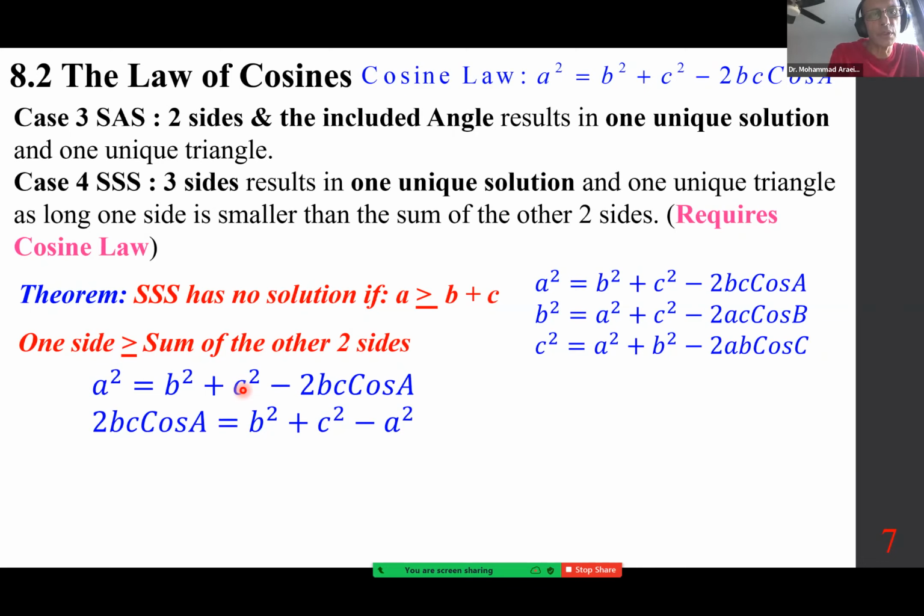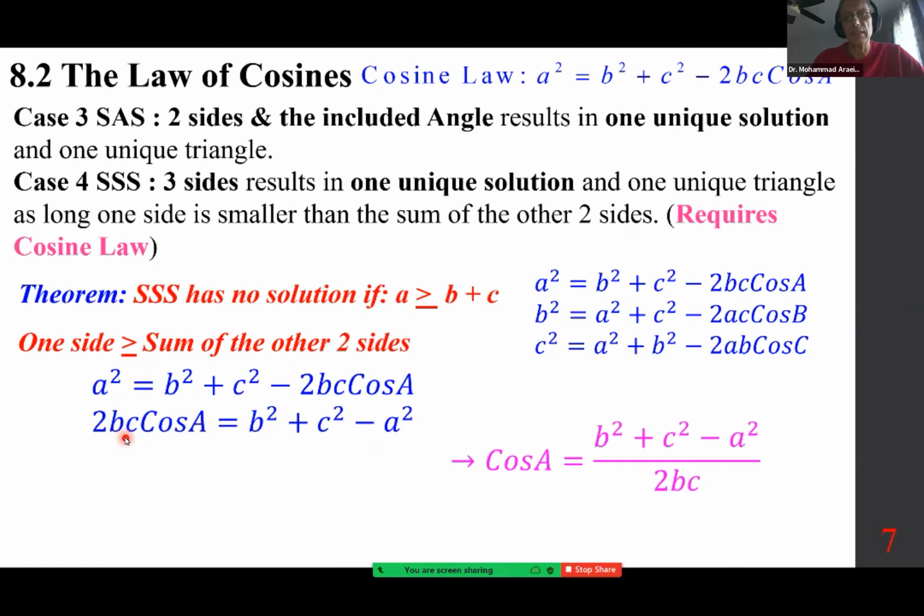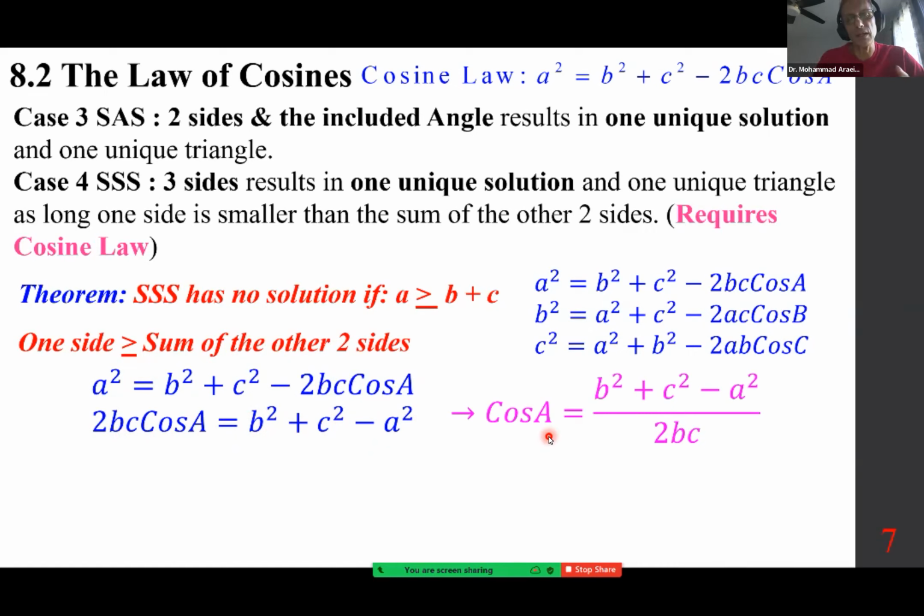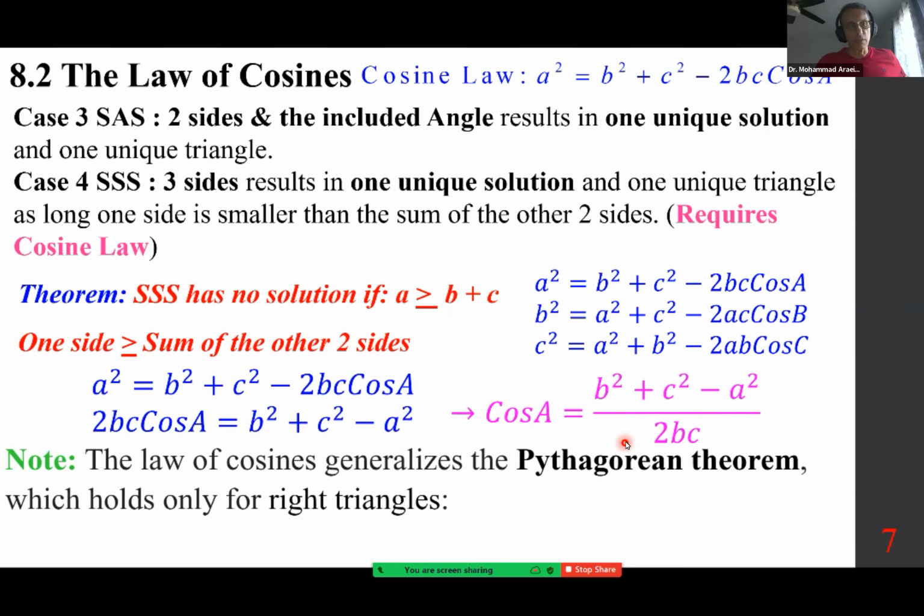When a squared is b squared plus c squared minus 2bc cosine A, I can move this to the left and a squared to the right. It becomes 2bc cosine A equals b squared plus c squared minus a squared. And I can find cosine A, which is b squared plus c squared minus a squared over 2bc. This is a way to find cosine A. You can always just use this formula to get there, or you can memorize this formula. Either way is fine.